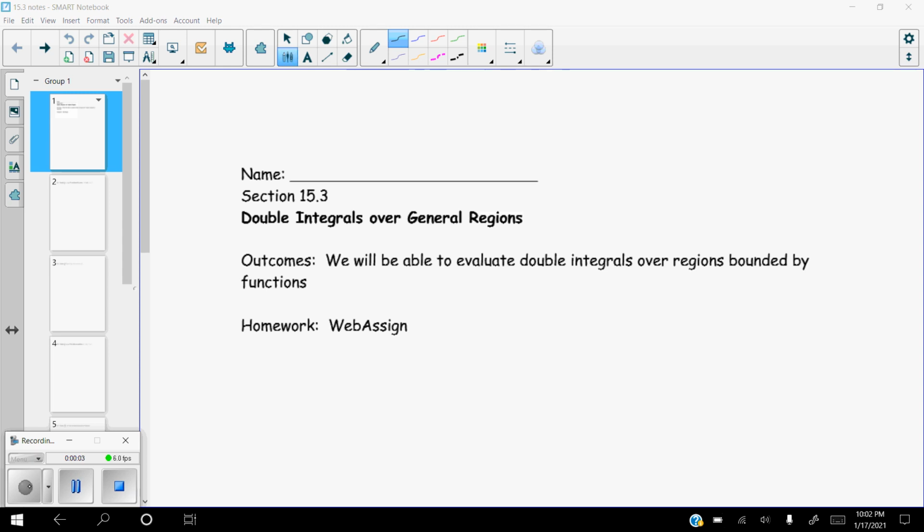All right, so we are in section 15.3. We're continuing our work with double integrals. We're going to now do double integrals over general regions.